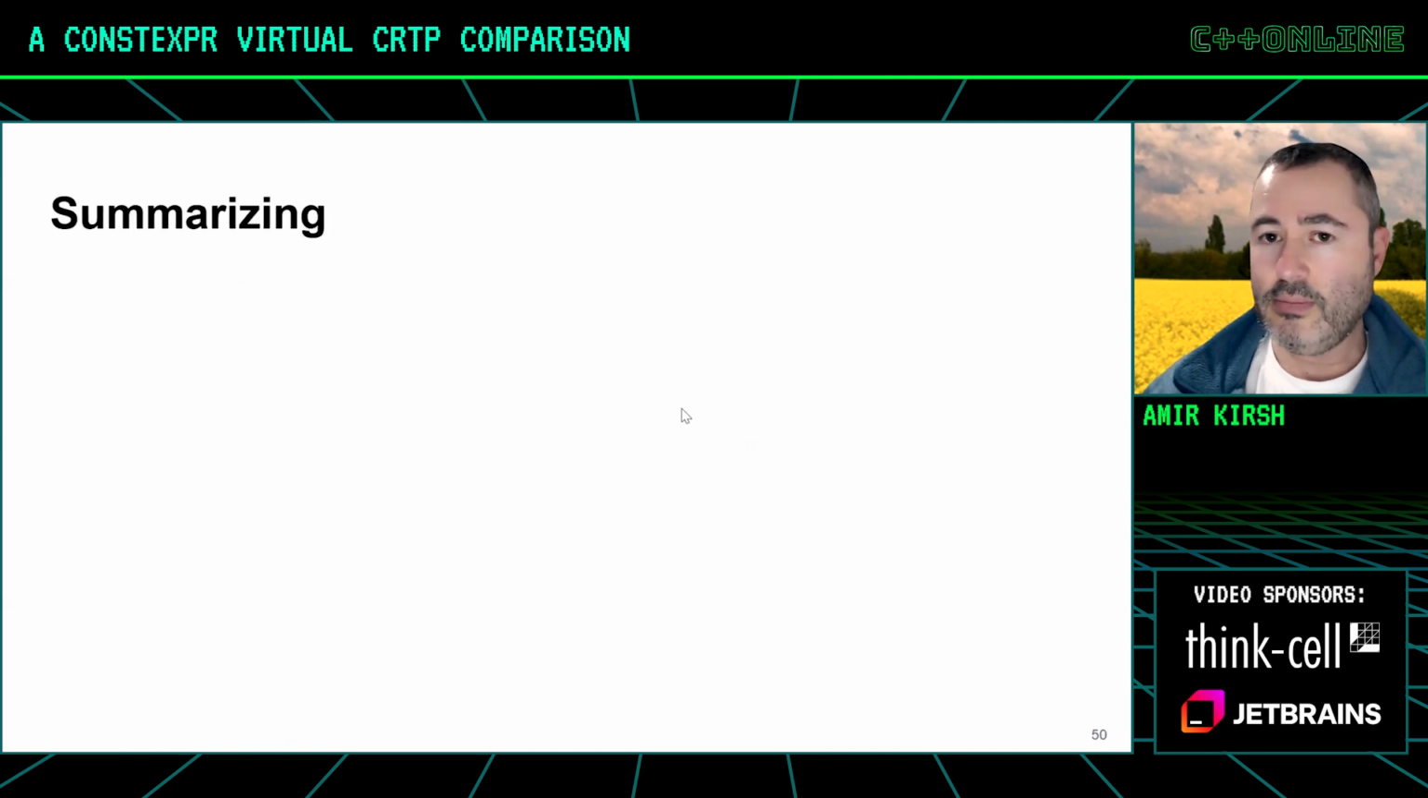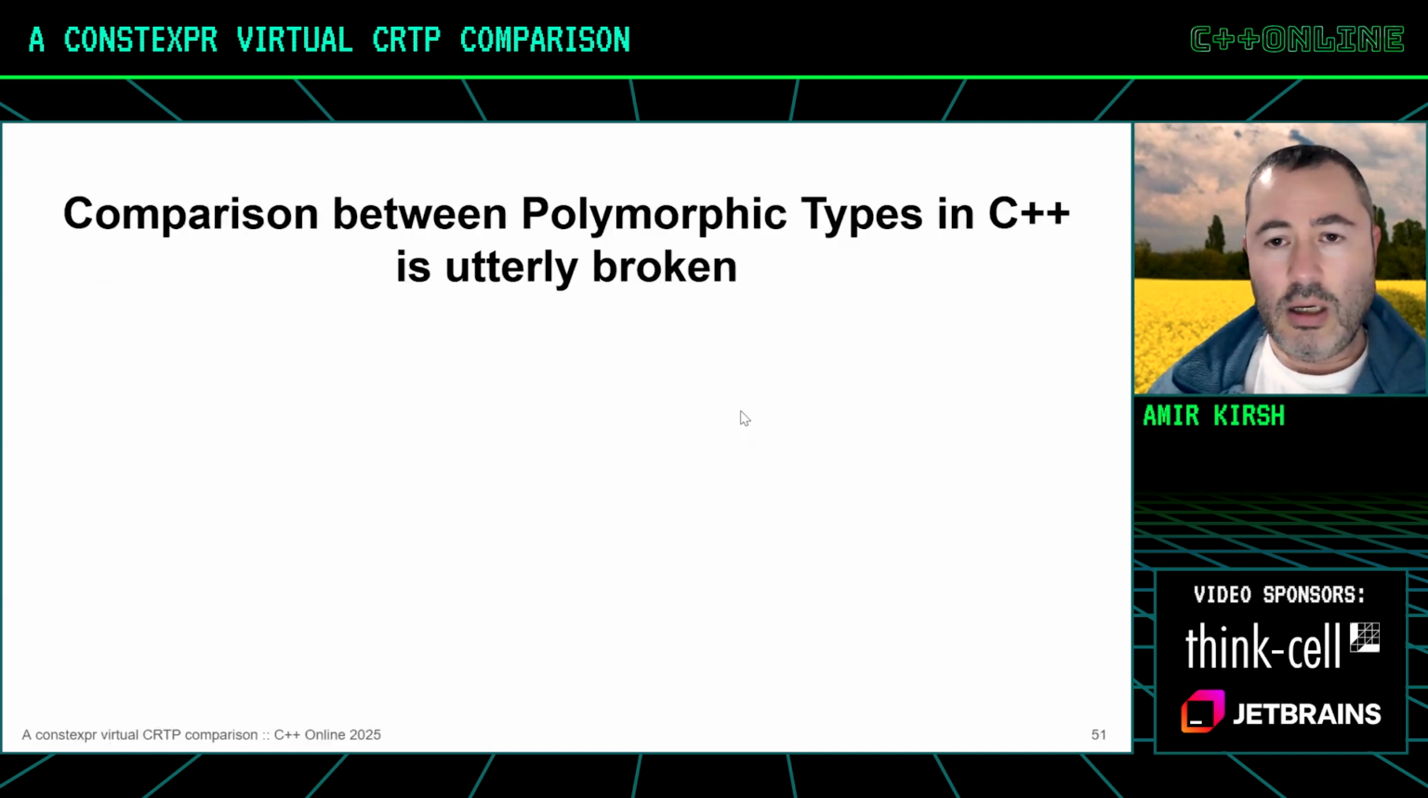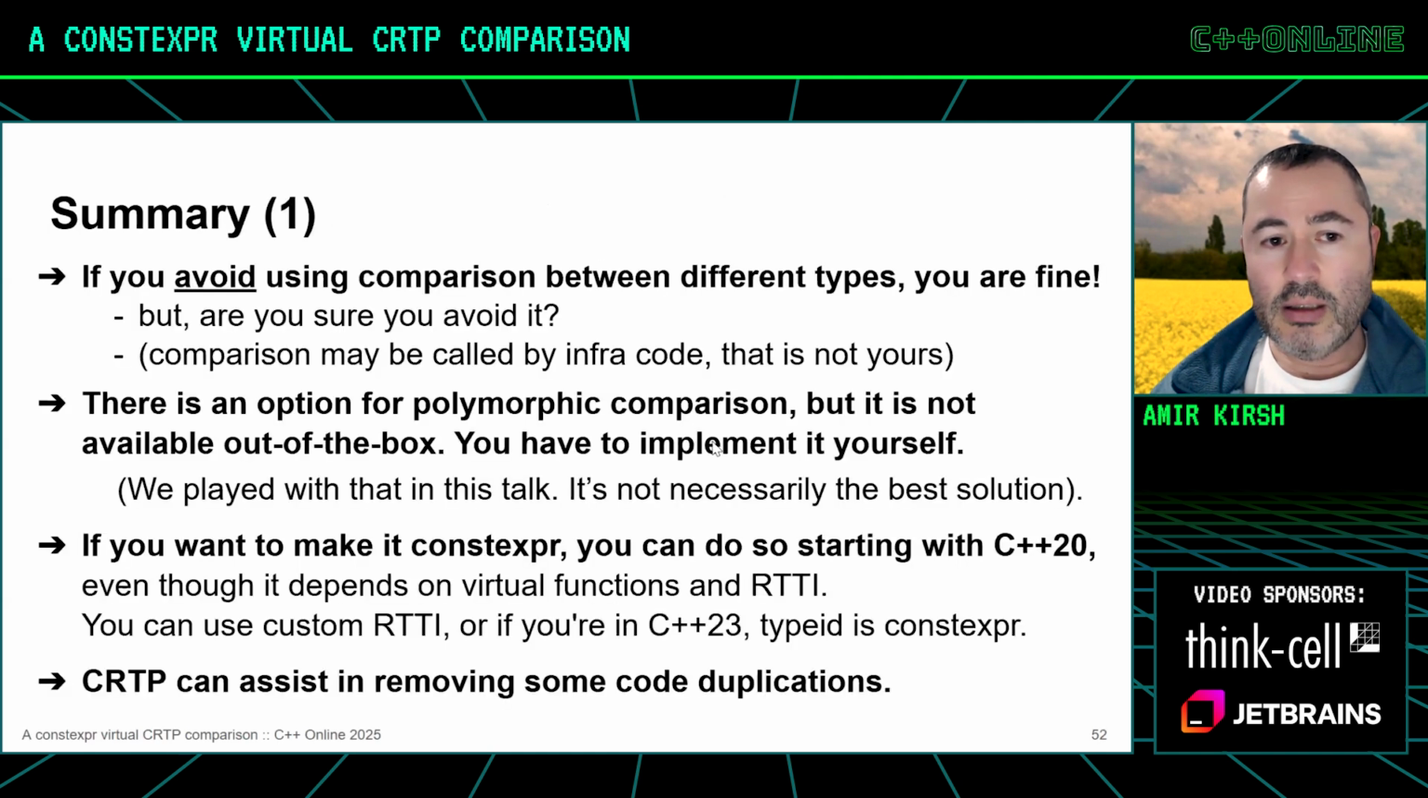Let's summarize. We will do it quite quickly. Comparison is broken. If you avoid using comparison between different types, fine. But how can you avoid it unless you implement something in the protected section, or you do not implement comparison at all? Once you implement comparison in the base class, the derived one can use it. There is an option for polymorphic comparison. We implemented that. If you want to make it constexpr, you can, even in C++20.